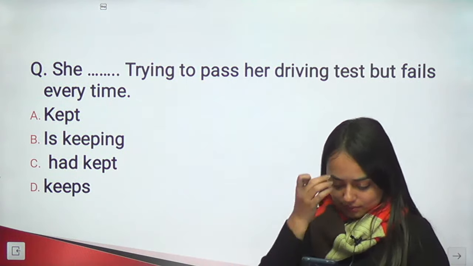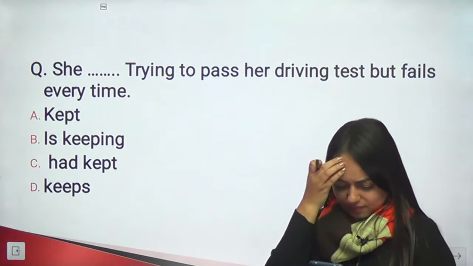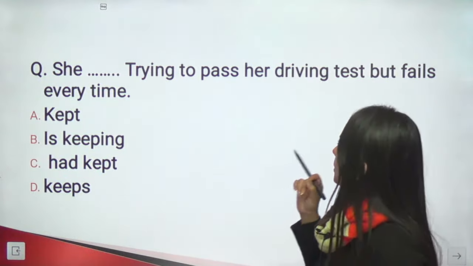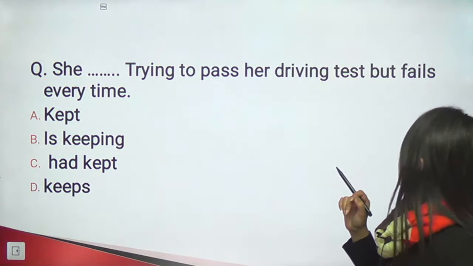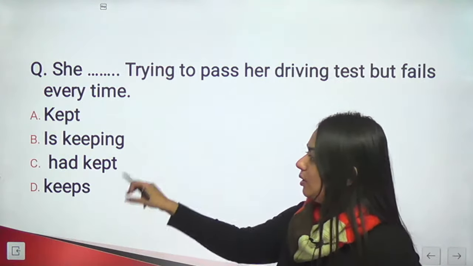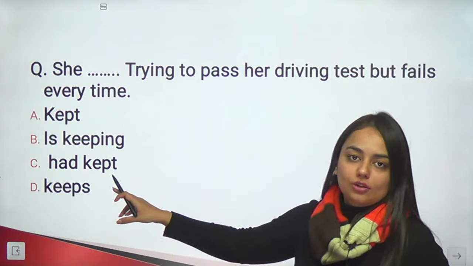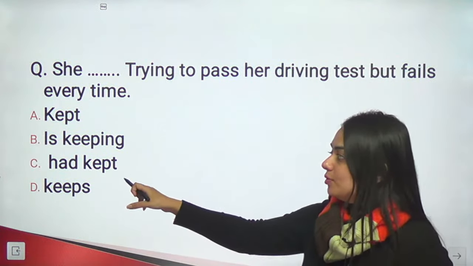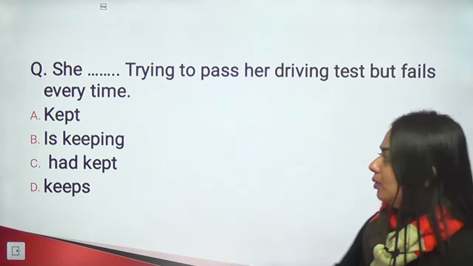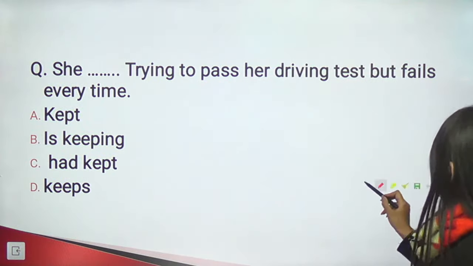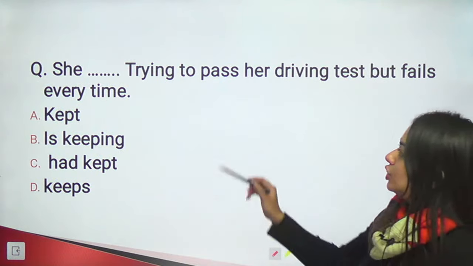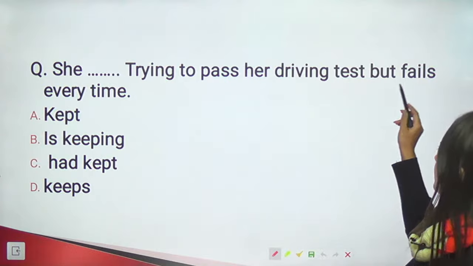Let's see if you can answer this one. She dash trying to pass her driving test but fails every time. Look for the verbs. If it's a question based on tenses, you can see from this they are obviously testing your knowledge of tenses. Had kept, is keeping, kept, keeps. Clearly being smart, huh? They are asking you about the right auxiliary verbs and the verbs here. So how to identify this type of question? She dash trying to pass her driving test but fails.